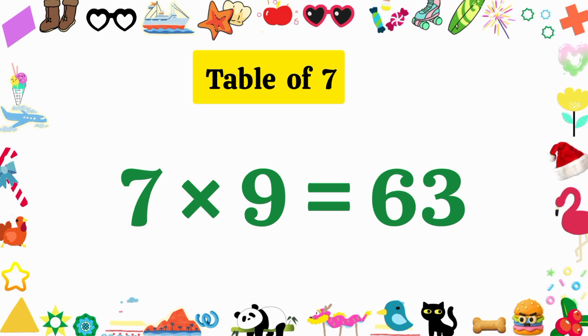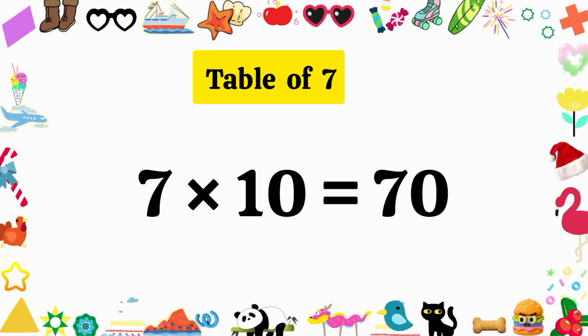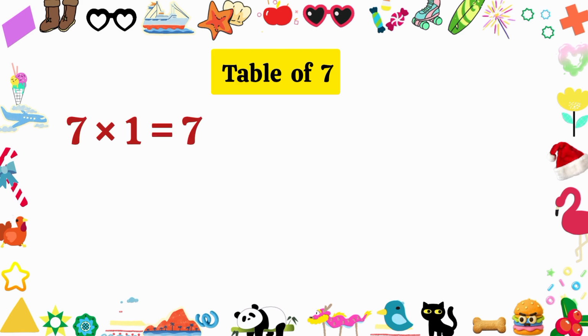7 nines are 63. 7 times 10 equals 70. Tens are 70. 7 times 1 equals 7. 7 ones are 7. 7 times 2 equals 14.